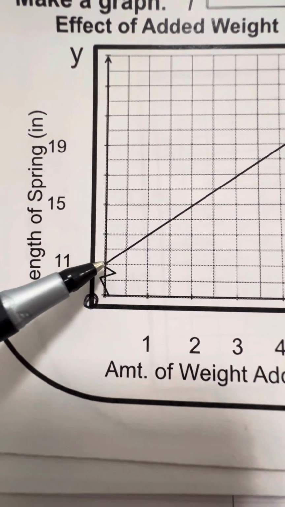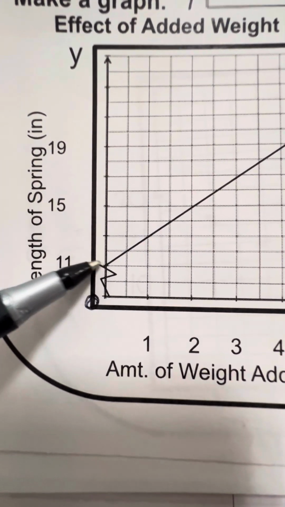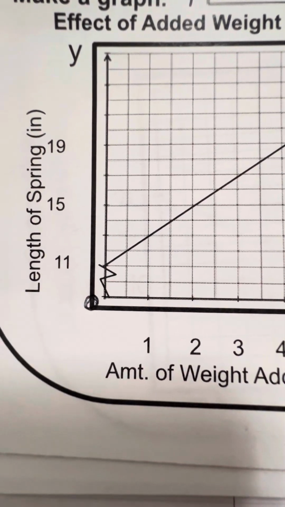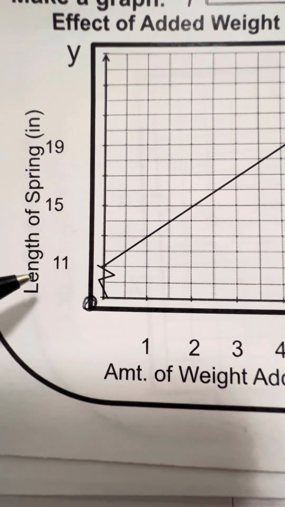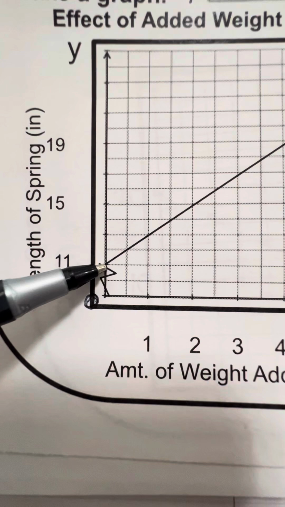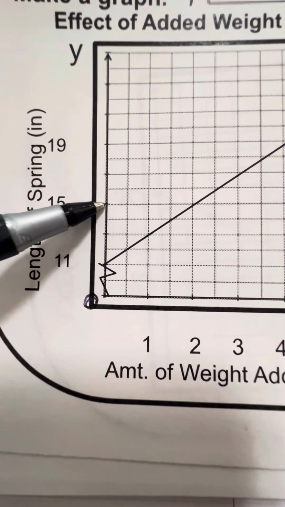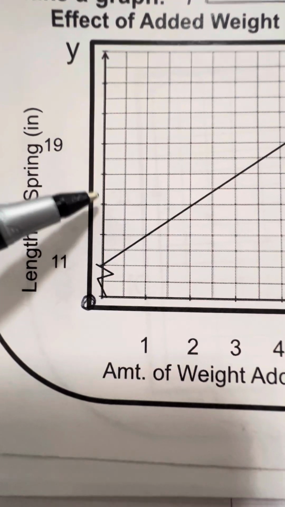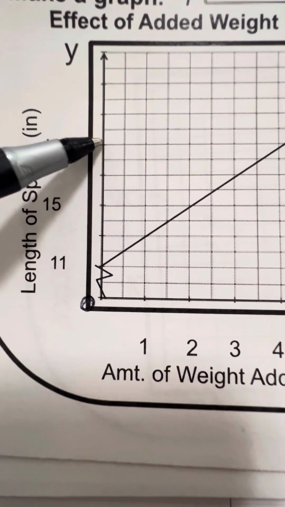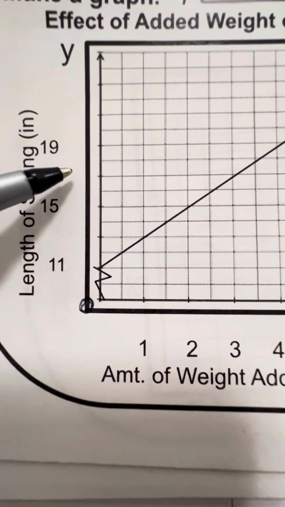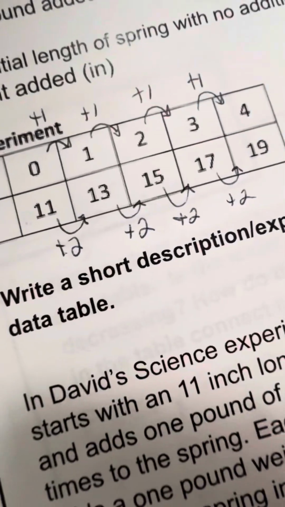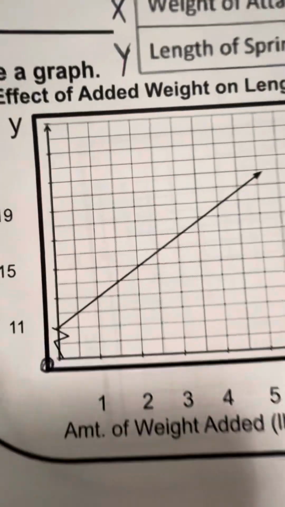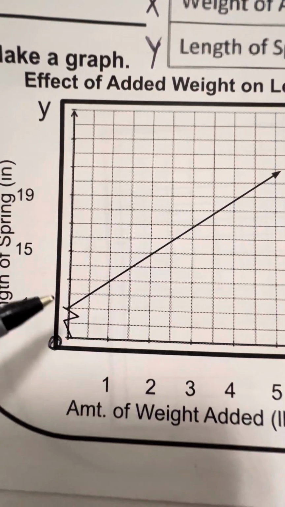So our first point is at 0 weight, we have 11 inches. Again, length of the spring in inches is labeled here on the y-axis. And then as you can see, if this is 11 right here, this is 12, 13, 14, 15, 16, 17, 18, here's 19. And that's where the table values stopped. So that's why we stopped there at 19. We can continue to go on if we'd like to.